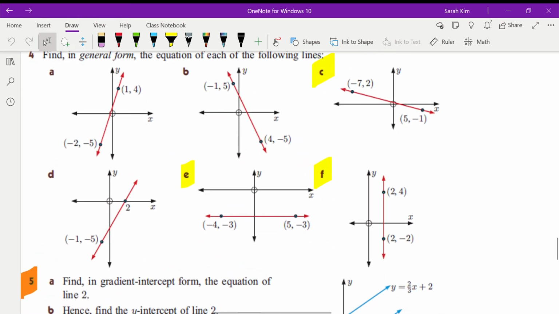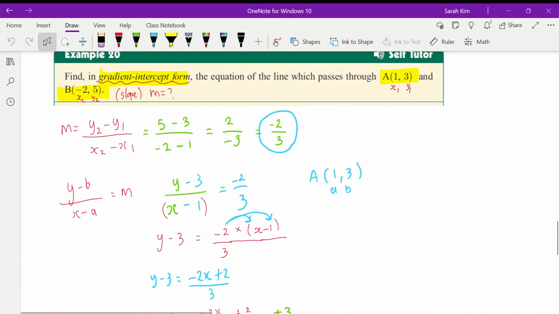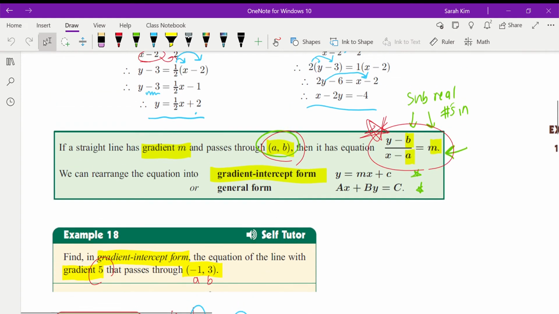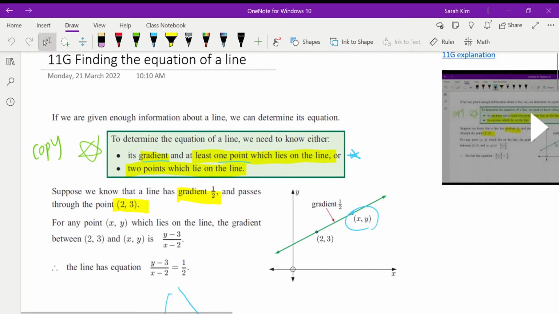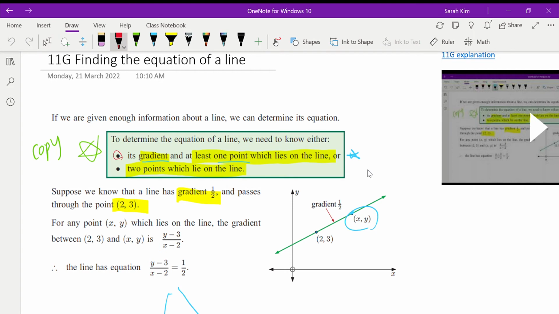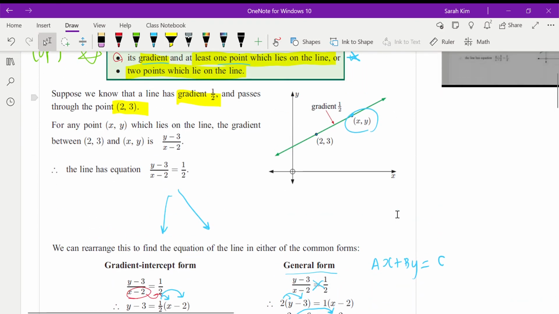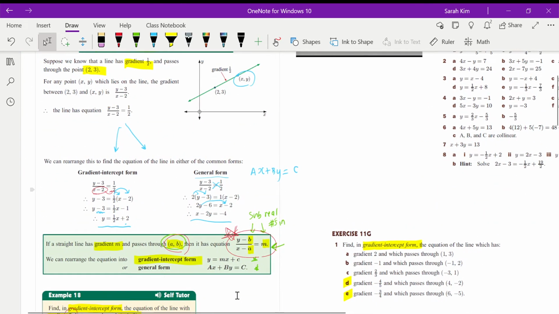Alright, for these questions where you have to turn a graph into an equation, we haven't done an example like this, but go back to the example. How do we figure out a general form? Well, let's go back to the notes. To find an equation, these are all the things you need. You either need a gradient and 1 point, dot point 1, or you need 2 points which lie on the line. So what do you do with 2 points on the line? Well, you figure out the gradient, and then you figure out its form. That's all you have to do.